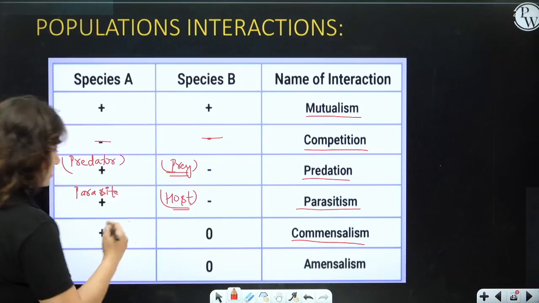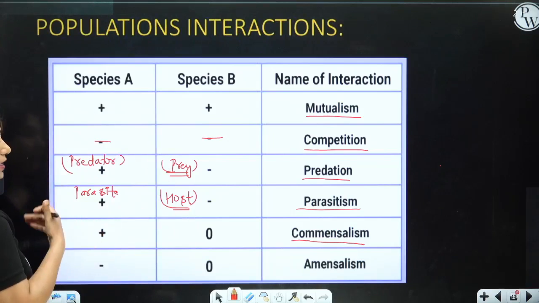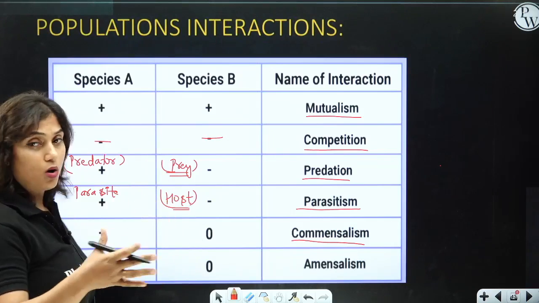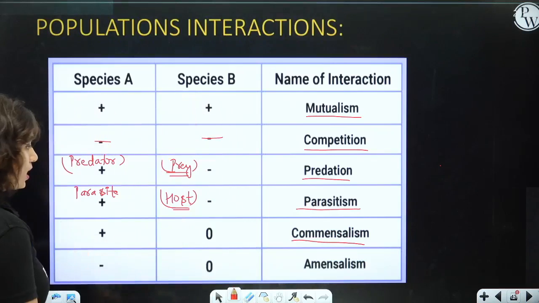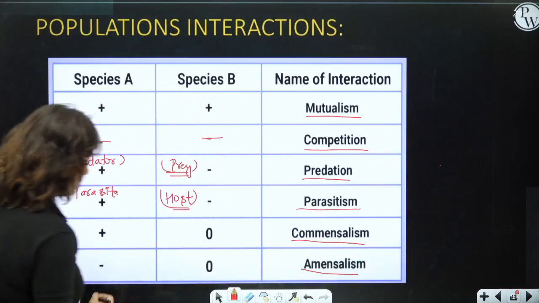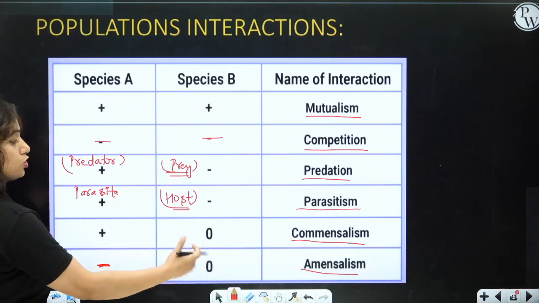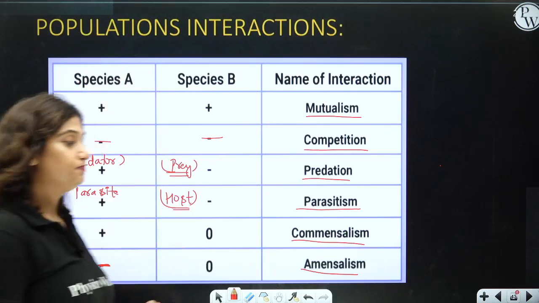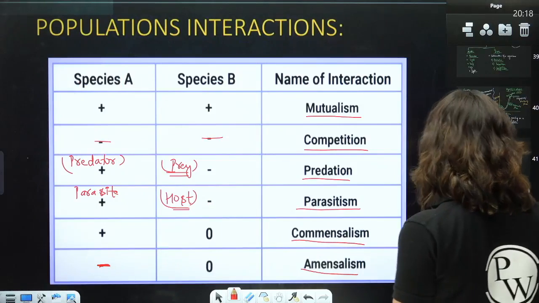Commensalism is a plus-zero relationship where one species is getting benefited but the other species is neither harmed nor profited by species A. Amensalism is minus-zero. One species is getting negatively affected and there is no effect on the other species. So these are the different kinds of population interactions which you must remember.